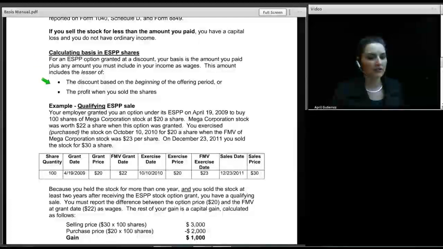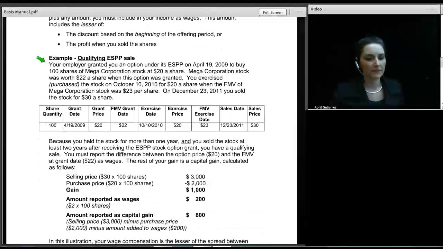This amount includes the lesser of the discount based on the beginning of the offering period or the profit when you sell. Here's an example. Your employer granted you an option under its ESPP on April 19, 2009 to buy 100 shares of Mega Corporation stock at $20 a share. And at that time, Mega was worth $22 a share. So you have a spread here of $2.